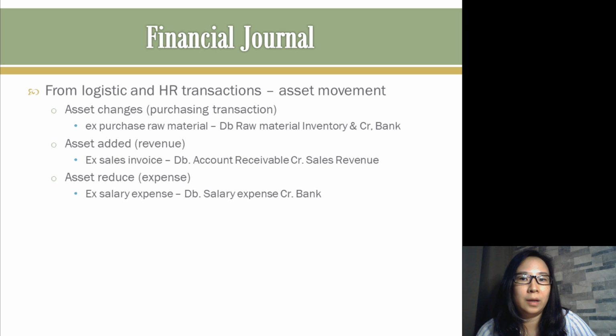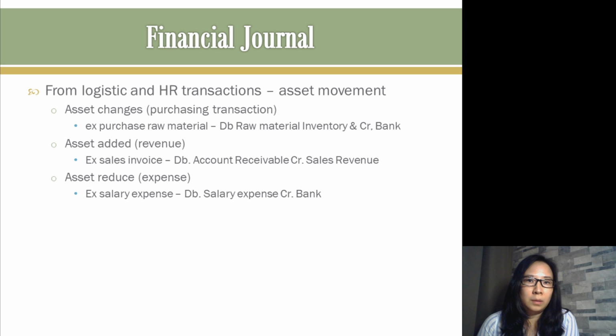And then in case there is a reduction in the asset, let's say when we want to pay an expense, for example a salary expense, the debit will be the salary expense, because when there is an increase in the salary expense, we record it on the debit side. And when there is a reduction in the asset, it will be on the credit side. Okay, so please remember these three things, because later when you make your business process, and you find there is a movement in the asset, whether the asset changes, is added, or is reduced, then please remember to put what the financial journal is for that particular process.